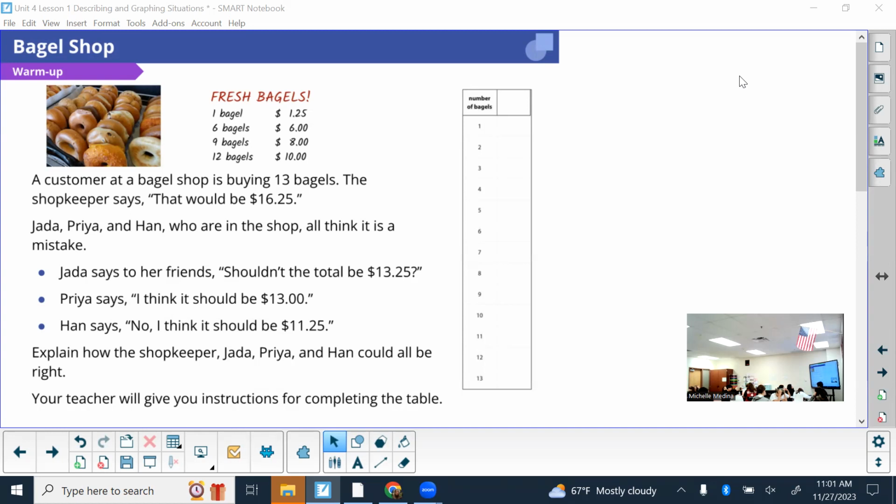So not who is right, although there might be someone that you think is right. How could they all be right? And then we'll talk about the table later. But for right now, maybe think about it yourself, and then figure it out with your group. Come to a conclusion. How could they each be right? We'll do 3 minutes, and then we'll assign a reporter and get started.